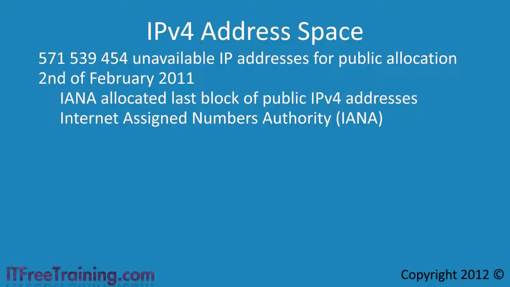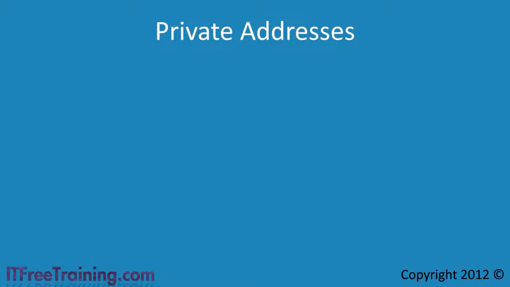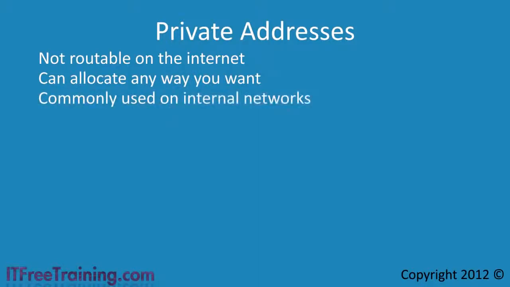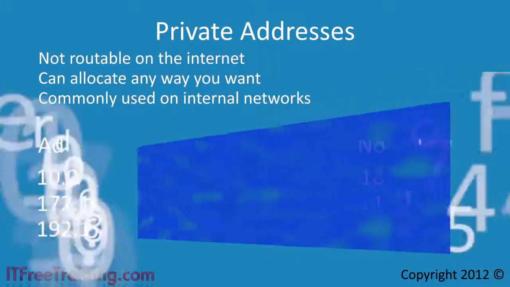In the future, you may have to shop around to get a public IP version 4 address as they start running out. You may even have to share it with someone else. So let's have a close look at how IP addresses are allocated. First, I will start with private addresses. Private addresses are IP addresses that are not routable on the internet. This means that you are free to allocate these addresses any way you want. Companies commonly use these IP addresses on their internal network.